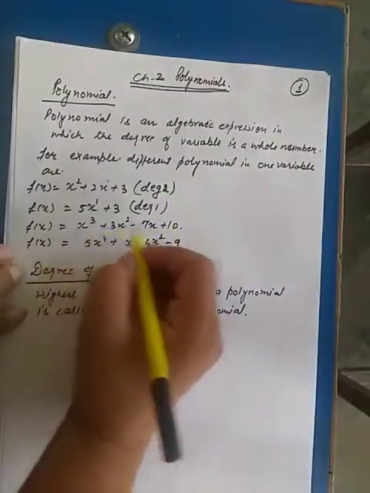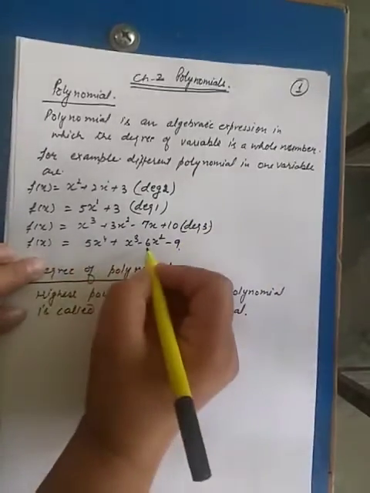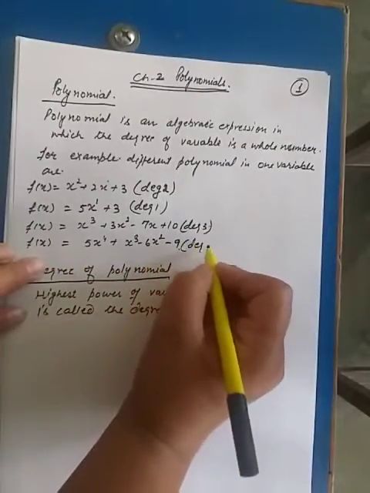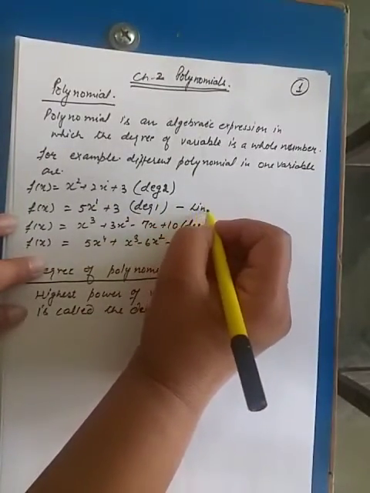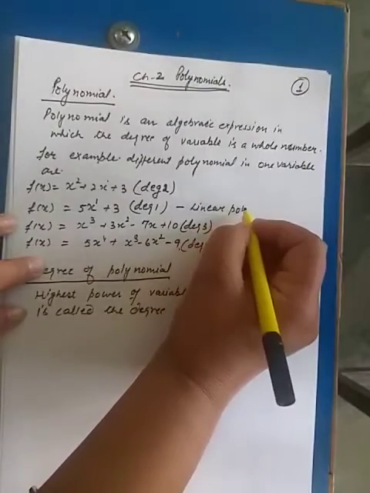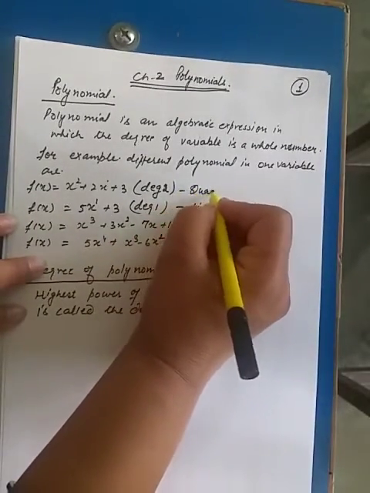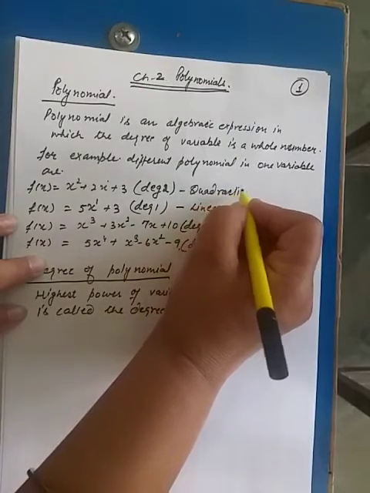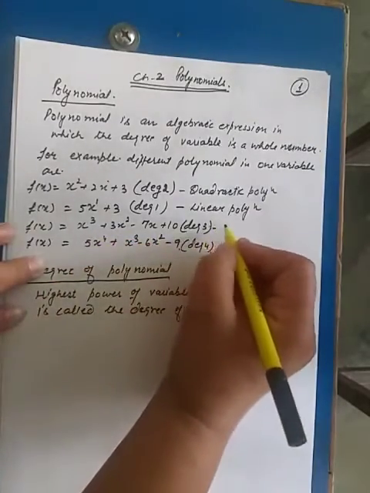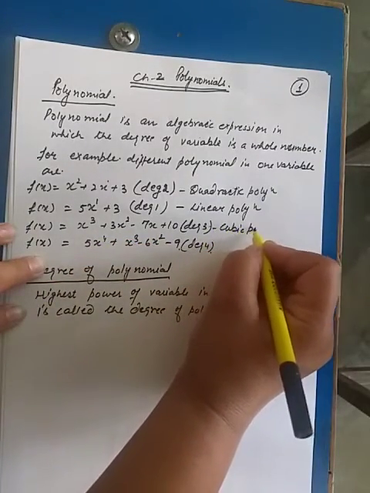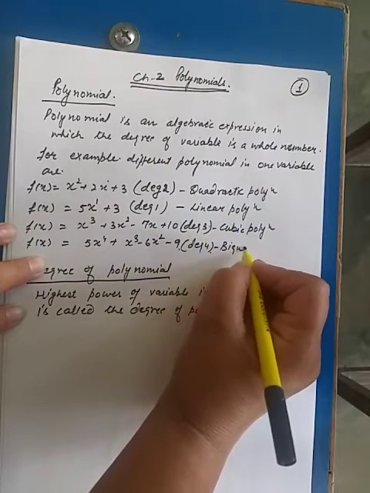Here the highest power is 3, so the degree of this polynomial is 3. Here the highest power is 4, so the degree of this polynomial is 4. And a polynomial with degree 1 is called a linear polynomial, and a polynomial with degree 2 is called a quadratic polynomial. And degree 3 is a cubic polynomial, and this one is a biquadratic polynomial.